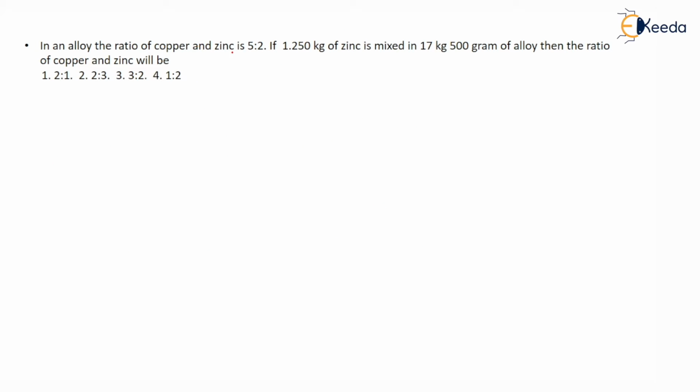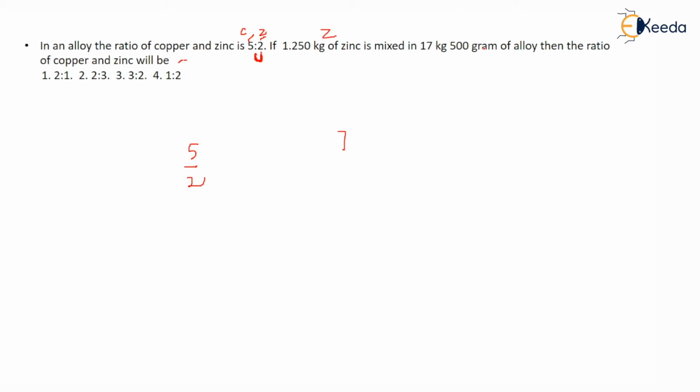So here is a question. In an alloy, the ratio of copper and zinc is 5 by 2. Okay, copper and zinc is 5 by 2. If 1.25 kg of zinc is mixed in 17 kg 500 gram of alloy, then what will the ratio of copper and zinc become? So you know that this is the ratio of copper and zinc. If 1.25 kg of zinc is added in a mixture of 17 kg 500 gram of alloy, out of those 7 units in total, 5 is copper and 2 is zinc.